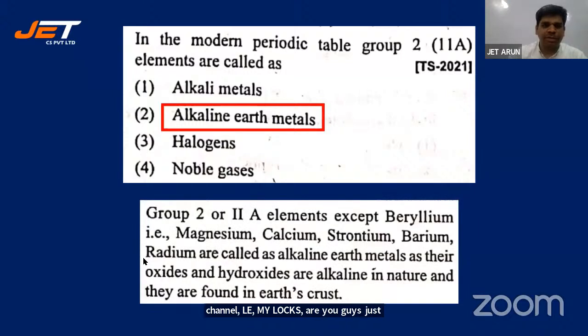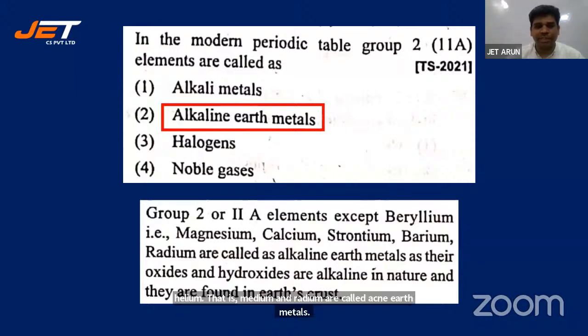Alright. Here, group 2 or second A elements except beryllium, that is magnesium, calcium, strontium, barium and radium, are called alkaline earth metals as their oxides and hydroxides are alkaline in nature. The reason he is mentioning, and they are found in Earth's crust. The reason they are called alkaline earth metals is their oxides and hydroxides are alkaline in nature. All right, let's go for the next one.